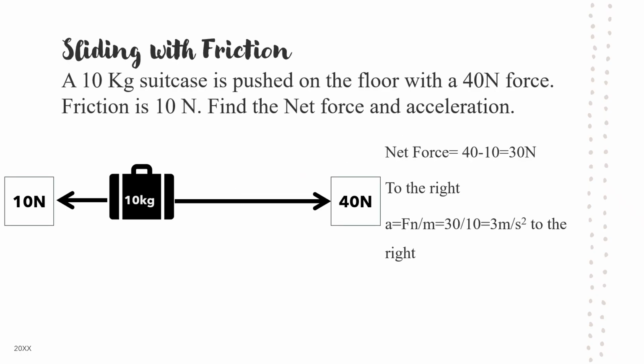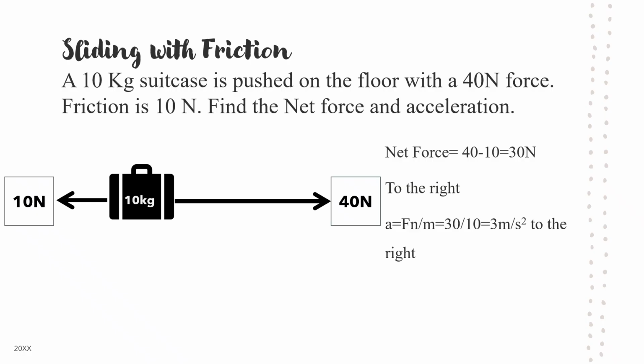That being said, let's go ahead and take a look at an unbalanced force. So in the case of an unbalanced force, we have a 10 kilogram suitcase that is pushed on a floor with a 40 Newton force. So I am pushing a suitcase that has a mass of 10 kilograms with a 40 Newtons force. Friction from the floor is 10 Newtons. So we are supposed to find the net force and the acceleration of this suitcase.